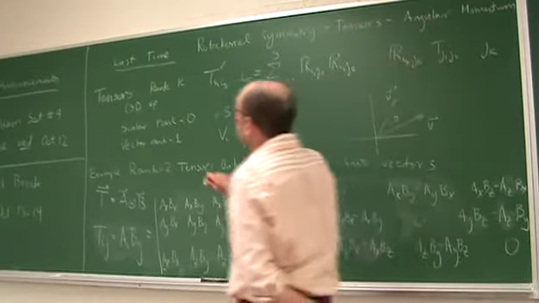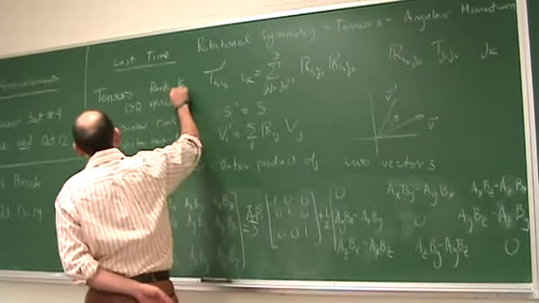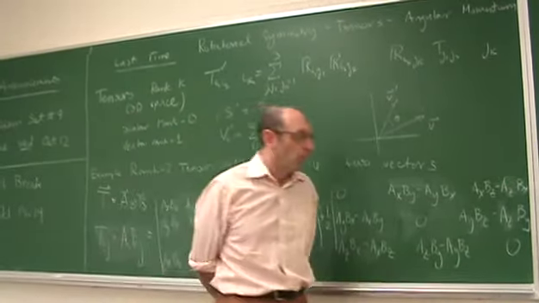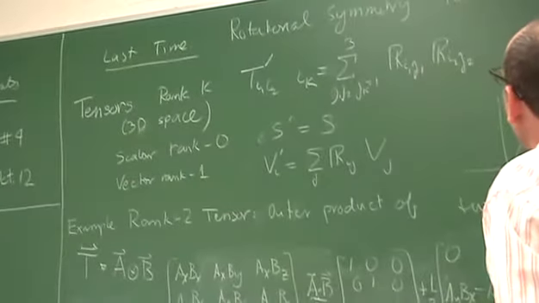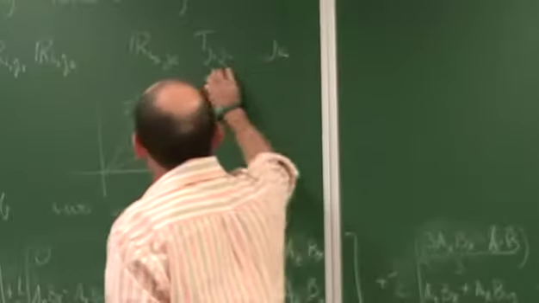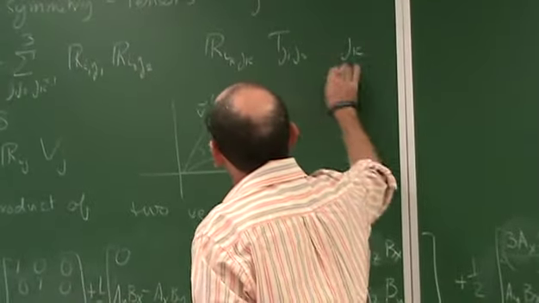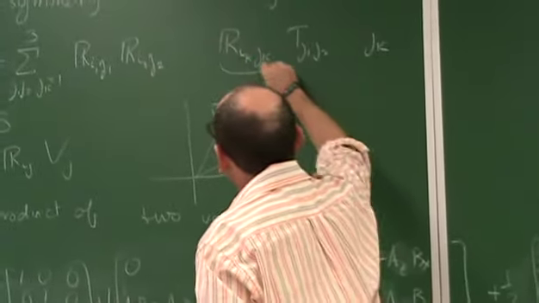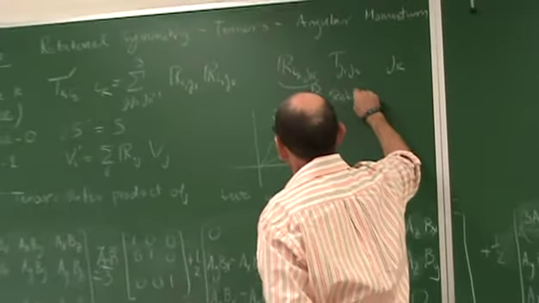So each of these indices goes from 1 to 3, and each of the indices then are summed over the components of a rotation matrix.